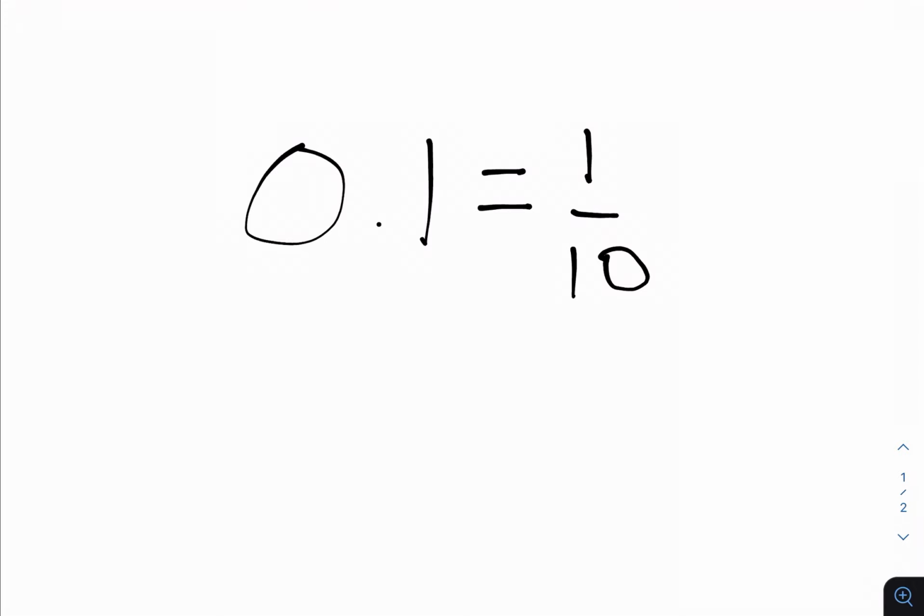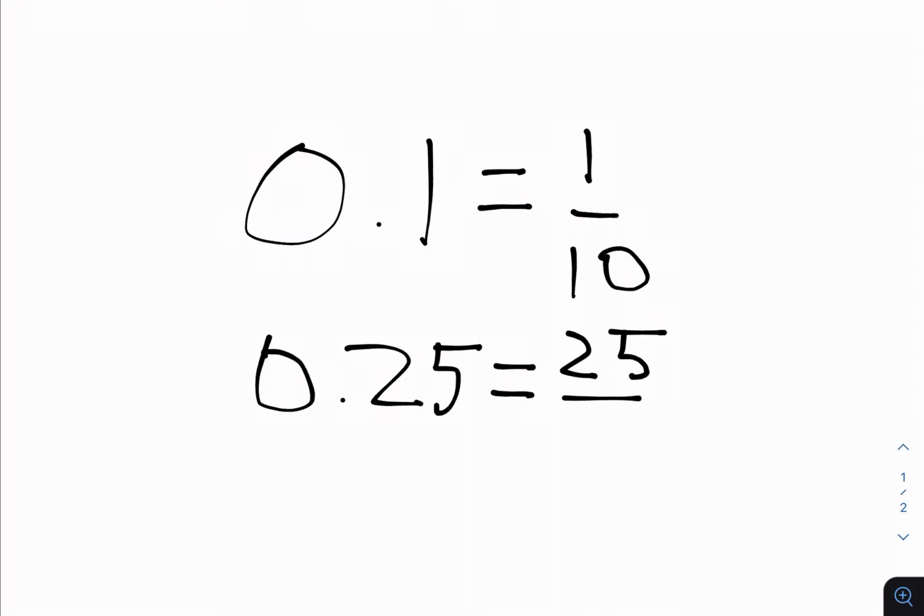And then 0.25 represents 25 hundredths, or 25 divided by 100. Okay, and 1.5 represents 1 and 5/10.